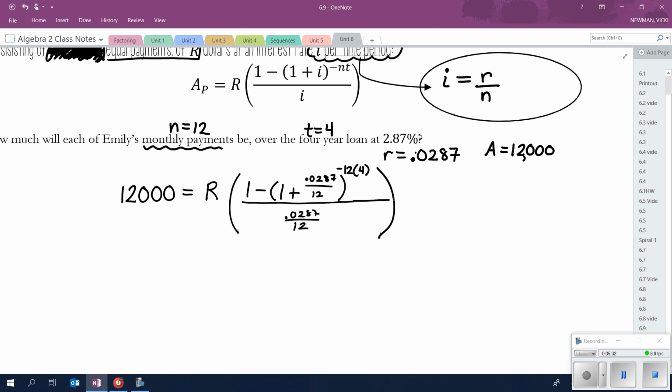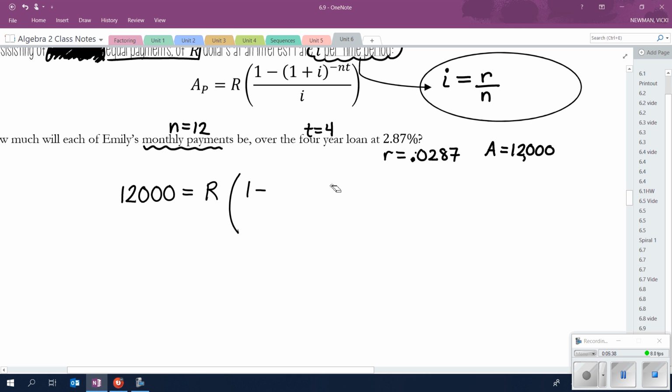And nobody likes that. So my suggestion to you is this. Don't do that. Go off to the side, and instead of writing I in there like this, figure out what I is. It's the rate divided by 12 months. And store this in your calculator.